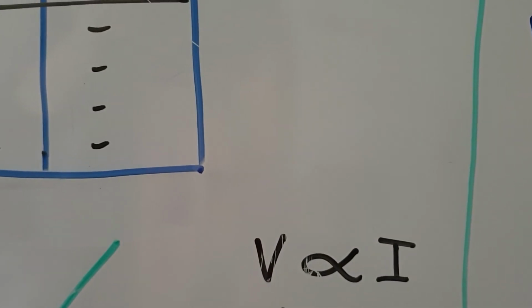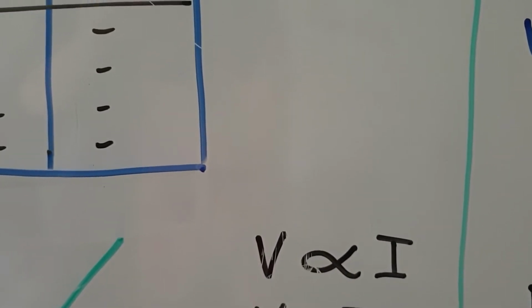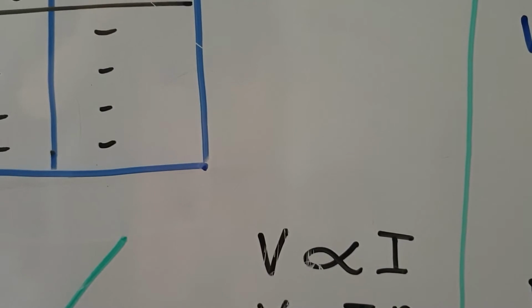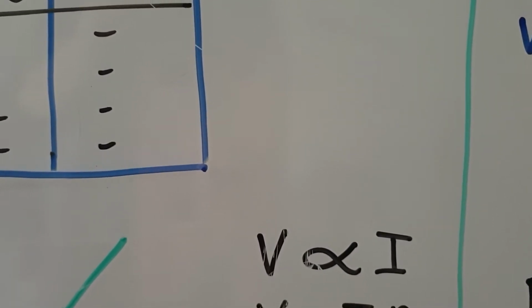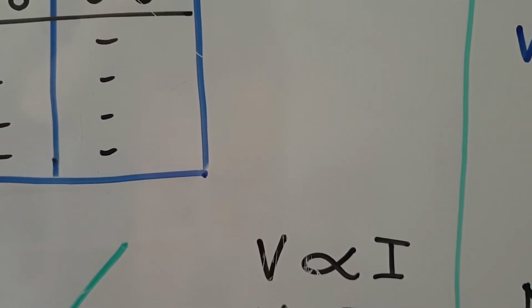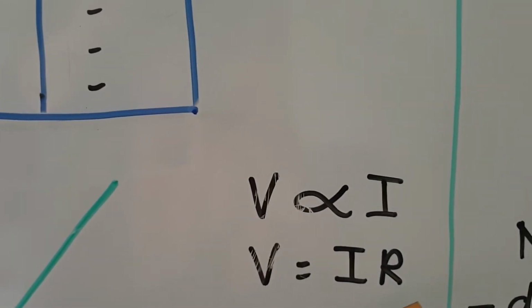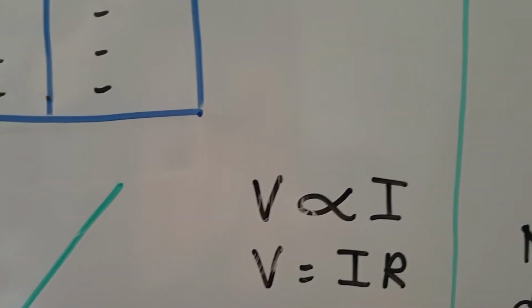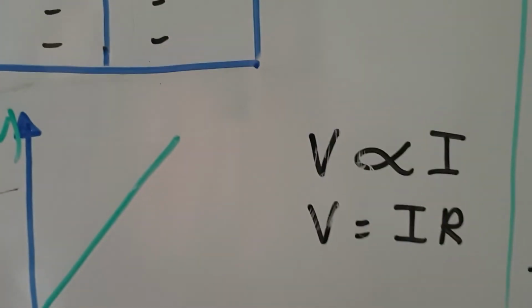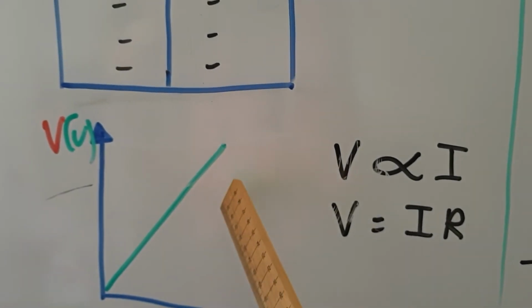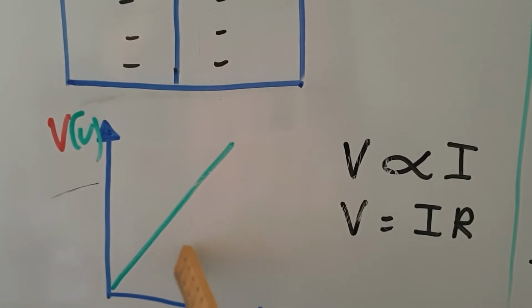Whenever you have a proportionality sign, we have what's called the constant of proportionality. That means voltage is equal to some number times the current. Okay? And the constant of proportionality is called the resistance. How do you get that constant of proportionality? That's by drawing the gradient of this graph.